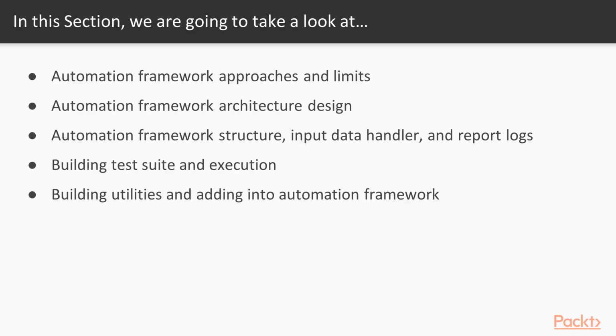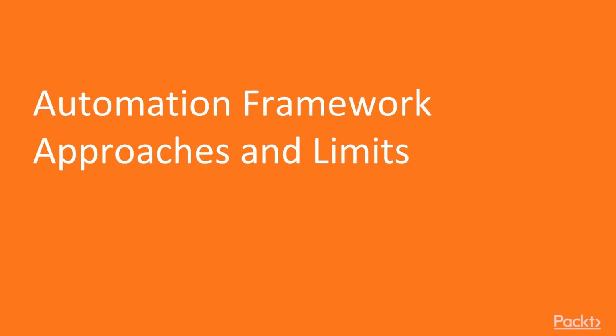In this section, we are going to take a look at different types of automation framework approaches with advantages and disadvantages, and automation framework architecture design. Then, we will see automation framework structure, test data handling mechanism, and automation results such as reports and logs. Now, we move on to the first video of this section that deals with automation framework approaches and limits.